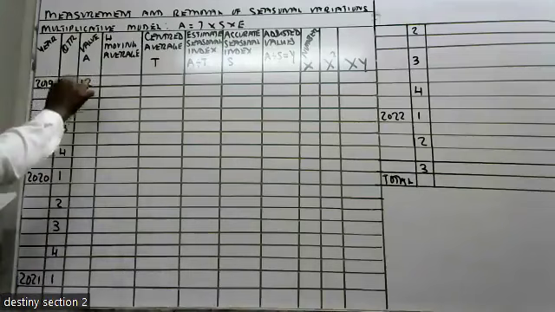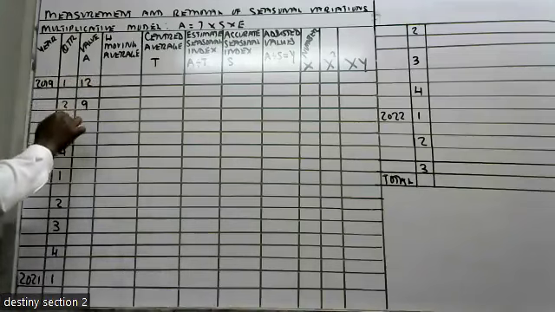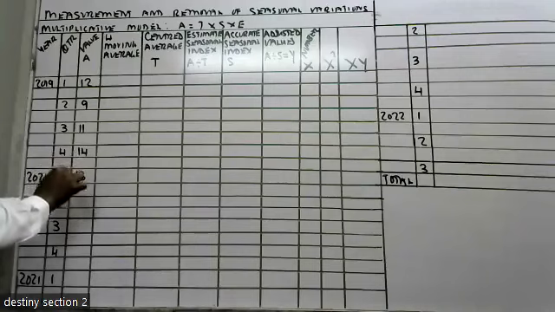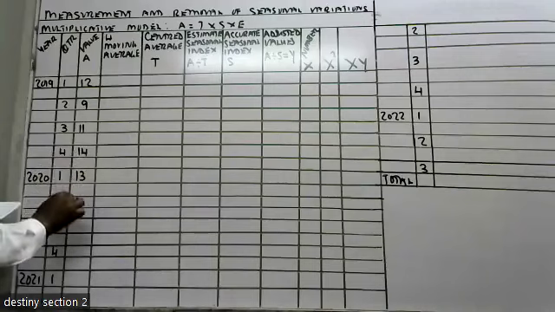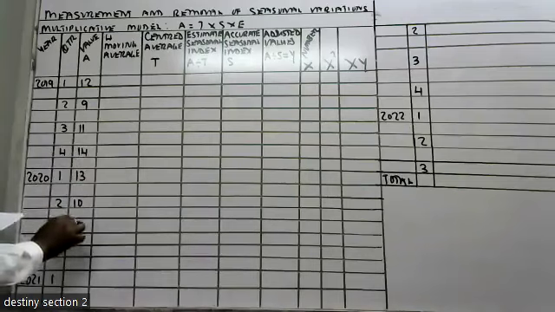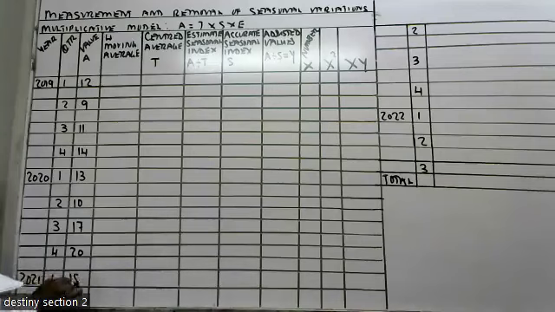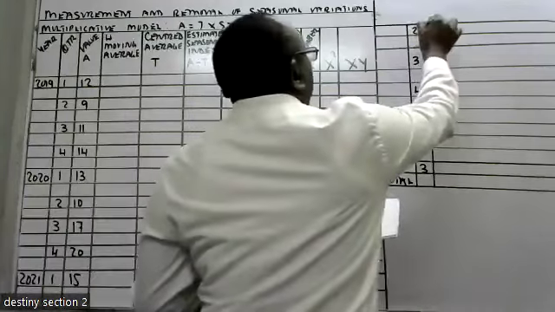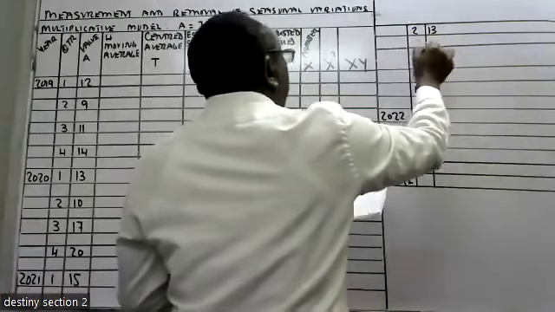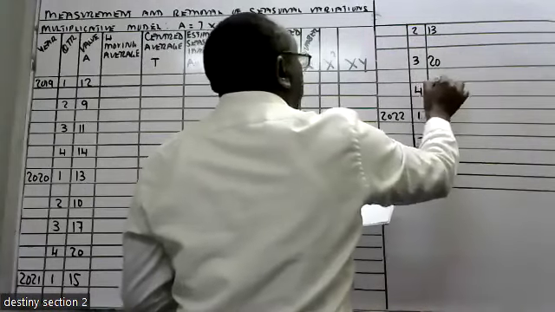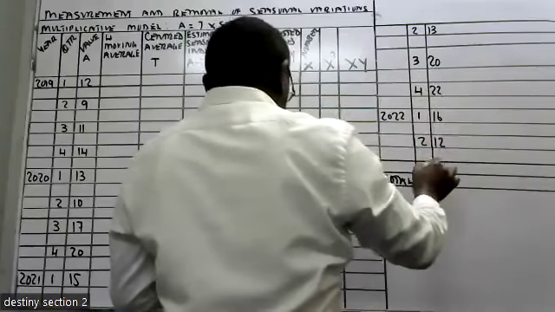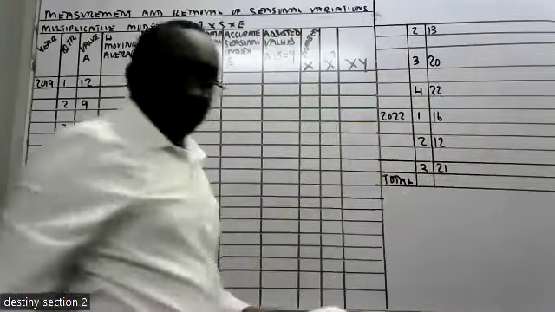This is 12, this is 9, 11, 14, then 13, 10, 17, 20, 15, 13, 20, 22, 16, 12, 21.